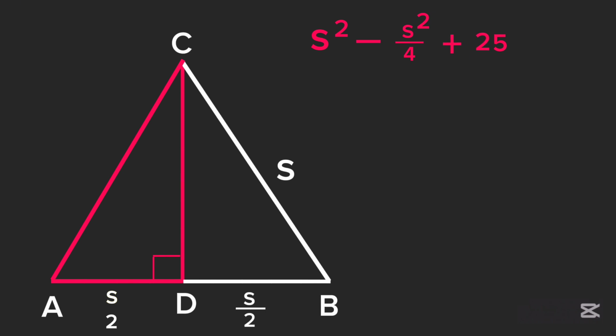S squared minus S squared divided by 4 is equal to 25, so 3S squared divided by 4 is equal to 25. S squared equals 25 times 4 divided by 3, which is equal to 100 divided by 3. So S equals the square root of 100 divided by 3. That simplifies to S equals 10 divided by square root 3. Therefore the length of side AC is 10 square root 3 divided by 3.